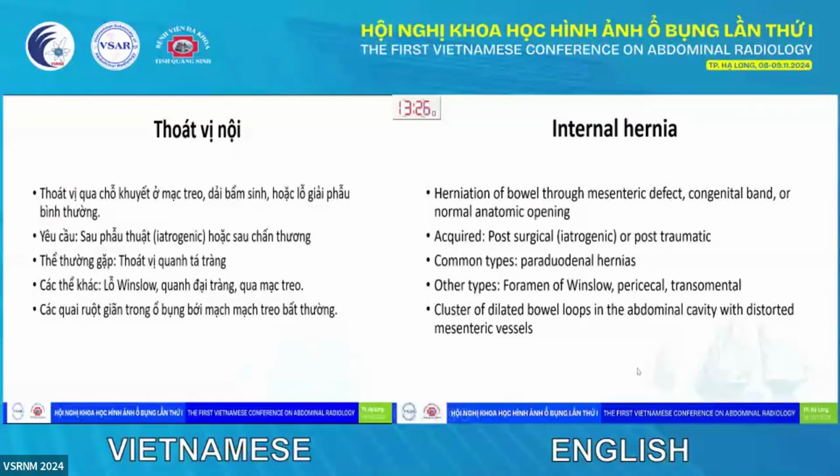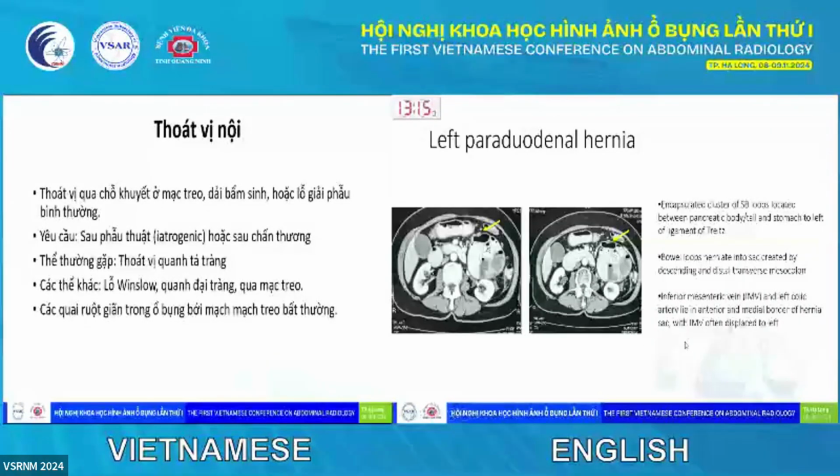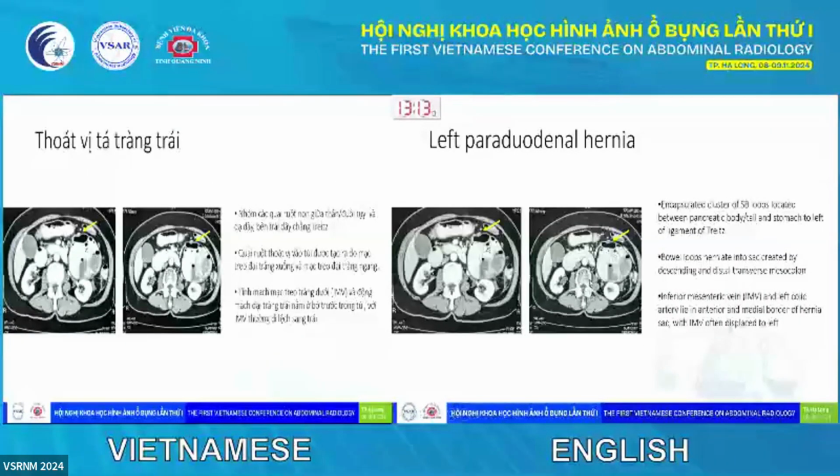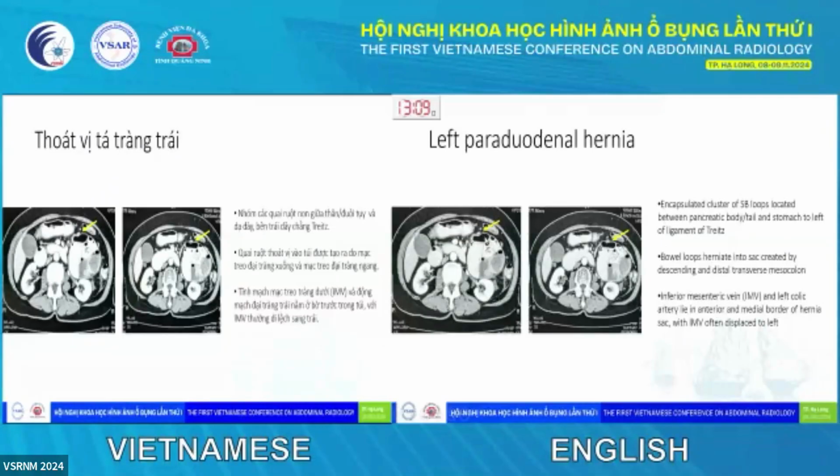And really the diagnostic clue to diagnosing an internal hernia would be looking for a cluster of dilated small bowel loops within the abdominal cavity that's associated with distorted mesenteric vessels. So in this example of a left paraduodenal hernia, you can see there's a cluster of small bowel loops in the left upper quadrant, and the yellow arrow points towards the left colic as well as the inferior mesenteric veins, which is the landmark vessel to diagnose a left paraduodenal hernia.